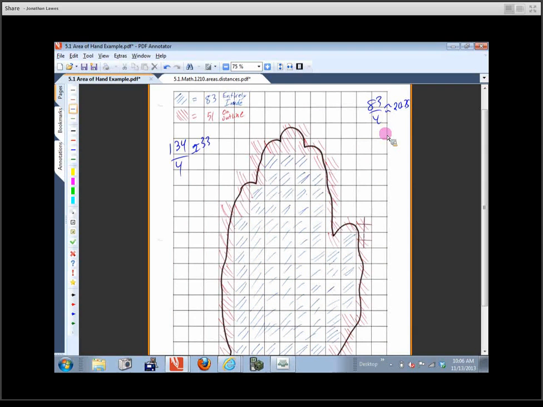Now, that makes the counting relatively easy, but there are other ways where we could get much more accurate answers. Can anybody think of a way where we could get a more accurate answer than using this type of graph paper? You could get one with smaller squares. Yeah, smaller squares.